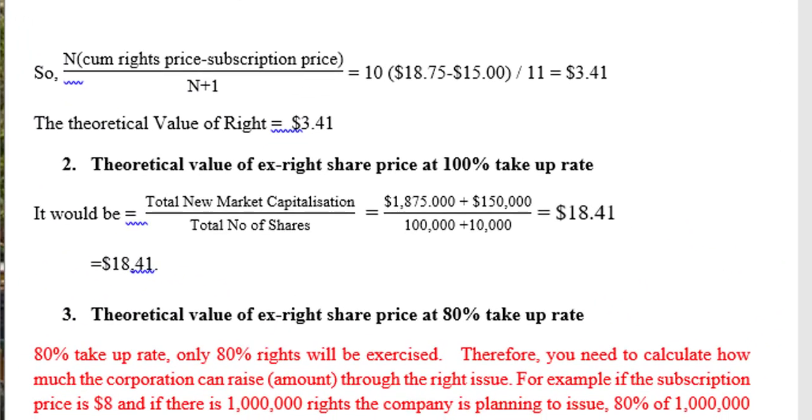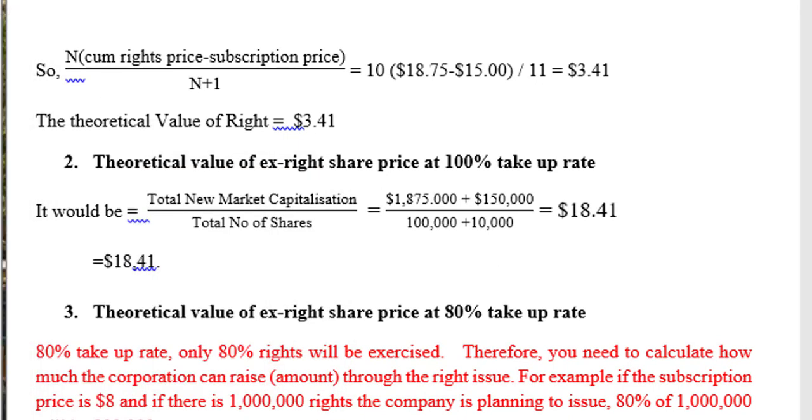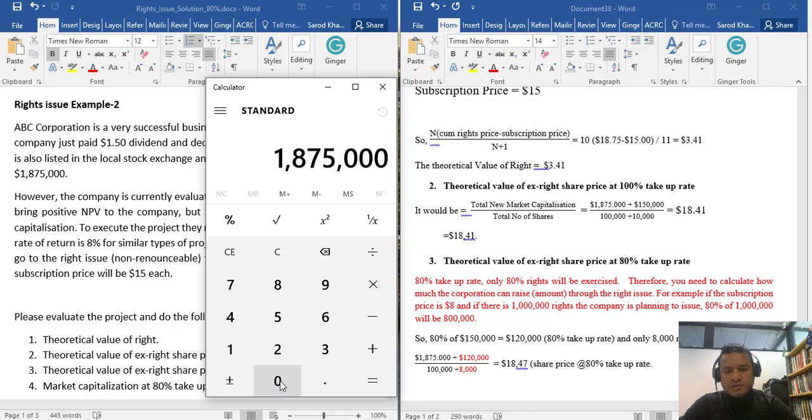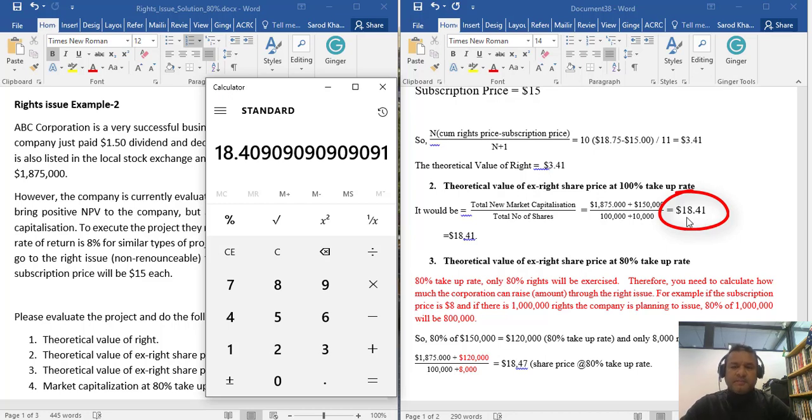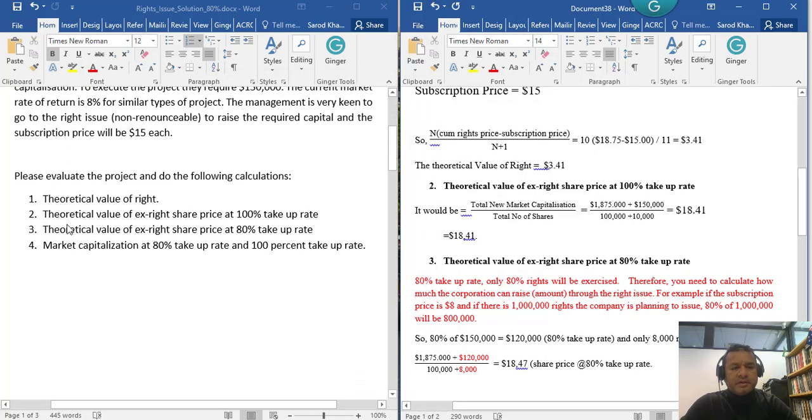How are we going to get it? Let's look at the calculator. I put the calculator here for your easy understanding. We put 1,875,000 plus 150,000, which is 2,025,000, divided by 110,000 shares, which is 18.409090, which is 18.41. So that is the theoretical value of the ex-right share price at 100% take-up rate. Now the third question is basically asking for the theoretical value of the ex-right share price at 80% take-up rate.